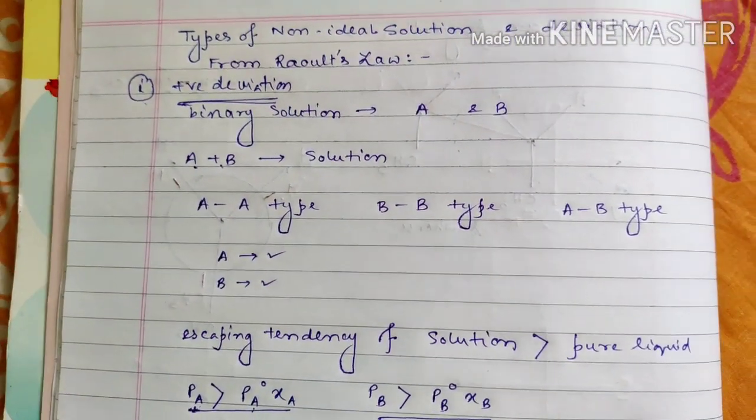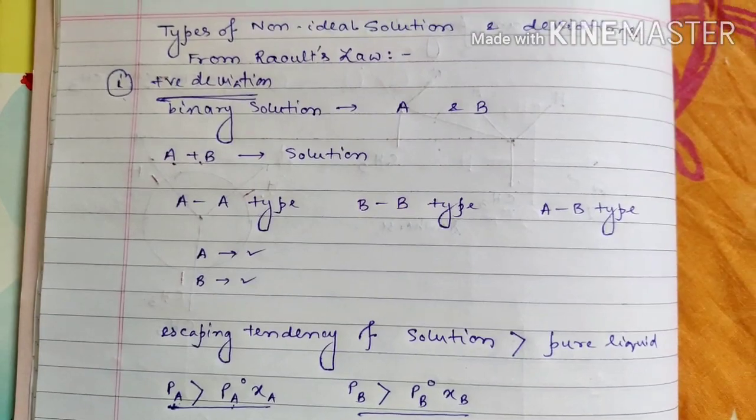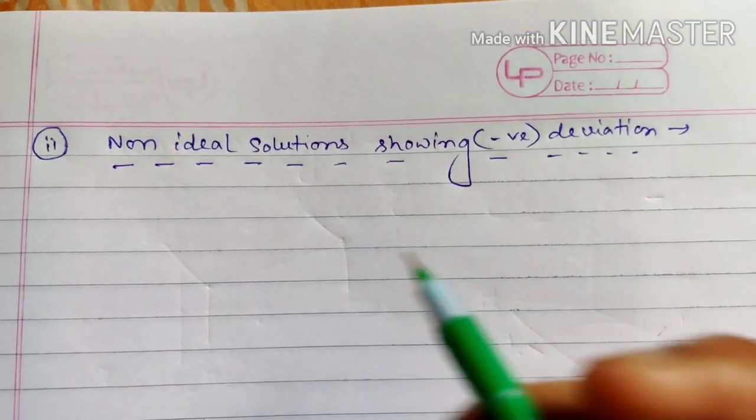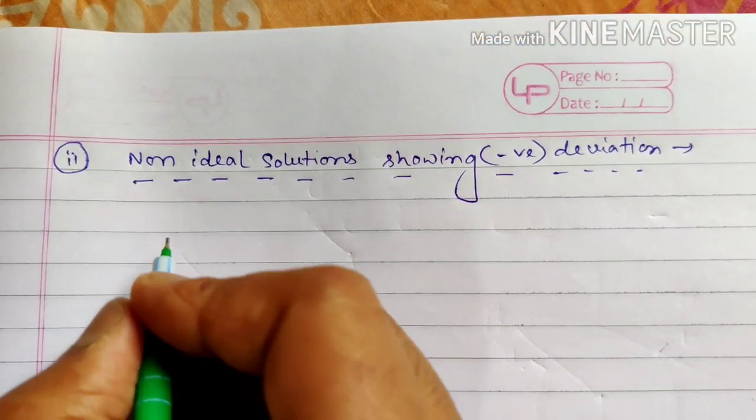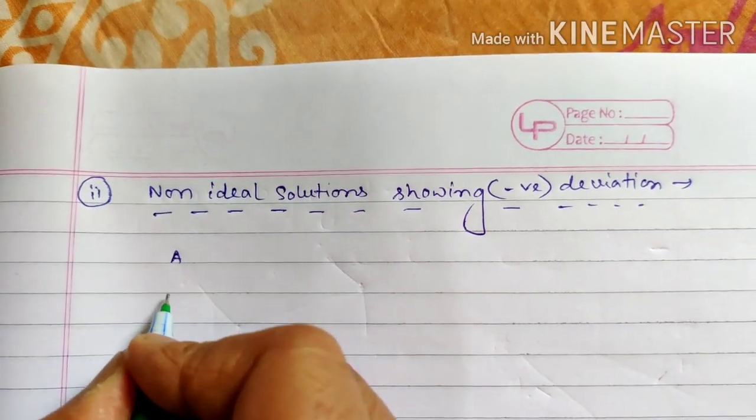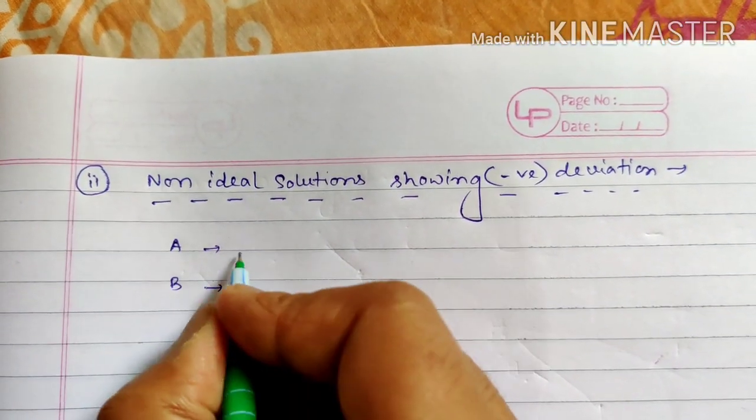There will be another one where we will observe the opposite case, the negative deviation. So this is just the opposite case. Here also it's a binary solution, that means A and B, two liquids are taken.